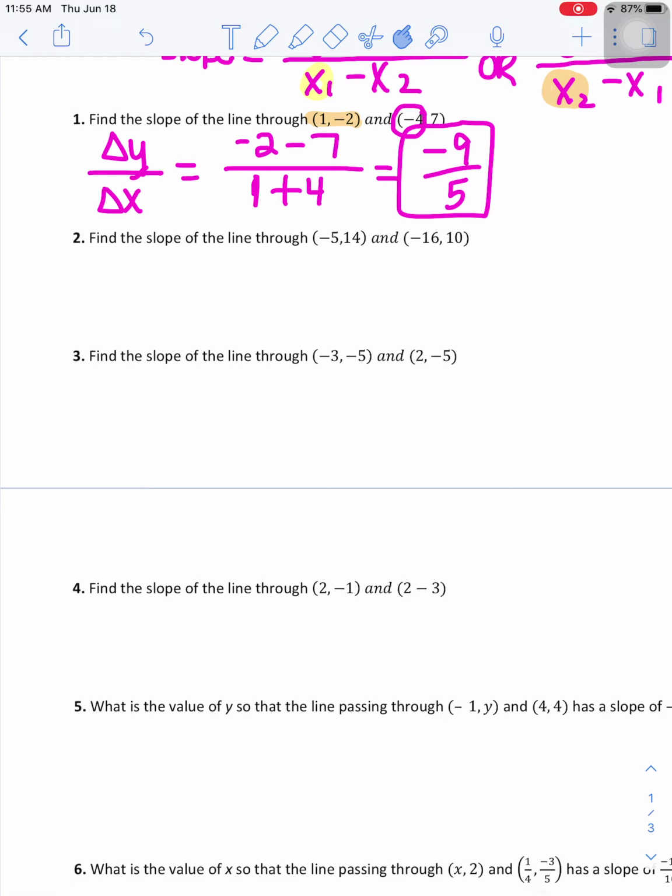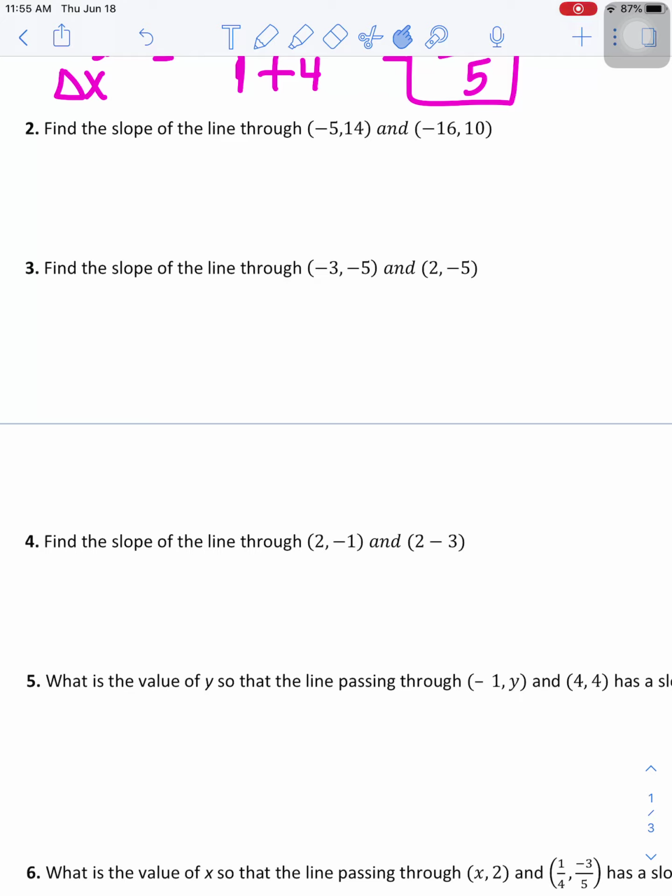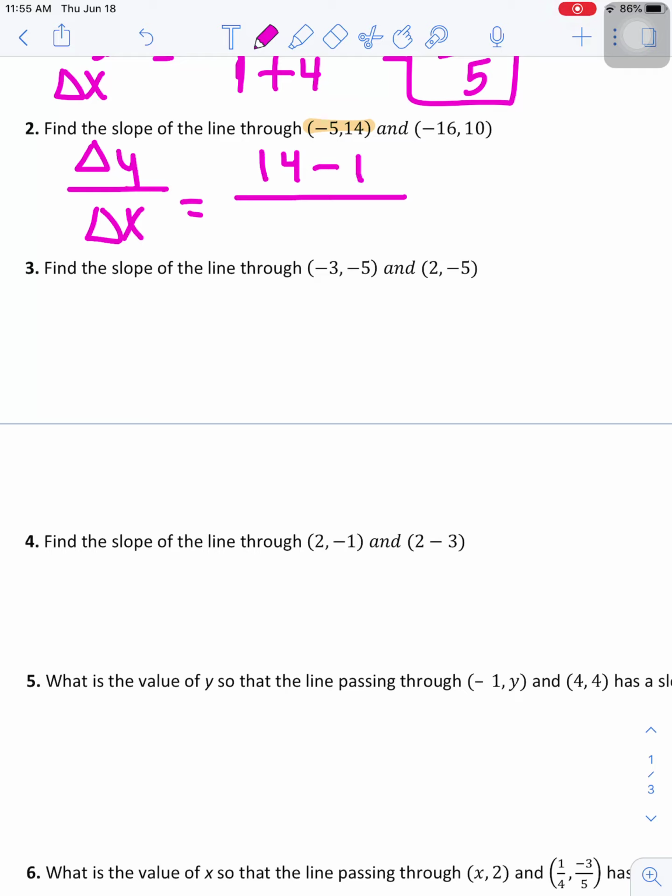All right, let's take a look at the second example. It says find the slope of a line through -5, 14 and -16, 10. Again, we're going to find our change in y over our change in x. I'm again going to start with that first point of -5, 14. The y coordinate there is 14, and we subtract the y coordinate of the second ordered pair from it. So that's going to be 14 minus 10.